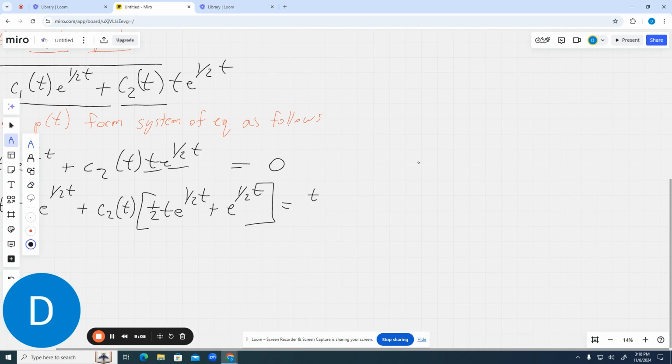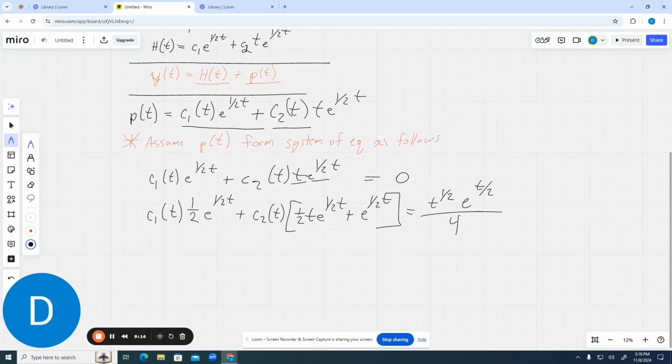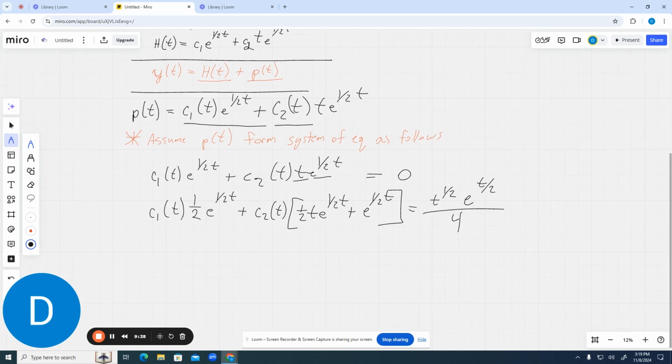T to the 1/2 e to the t halves over 4, right? And this is our system of equations here. And now all we want to do is solve this, okay? There are different methods you can use. You can put this into Cramer's rule and solve it. But the way we're going to do it is just solve it by some simple algebra here.